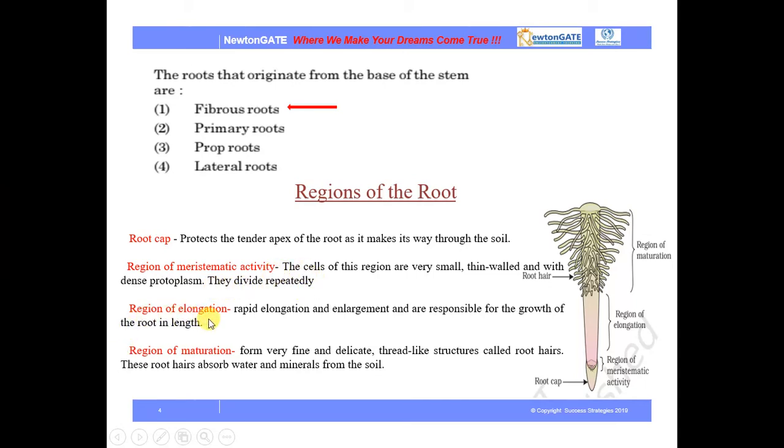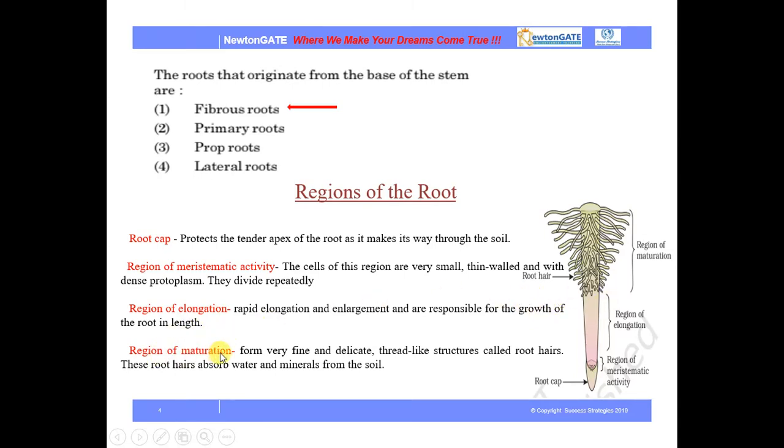Region of elongation: rapid elongation and enlargement, and these cells are responsible for growth of the roots in length. So, the region of elongation is responsible for the growth of roots in length.